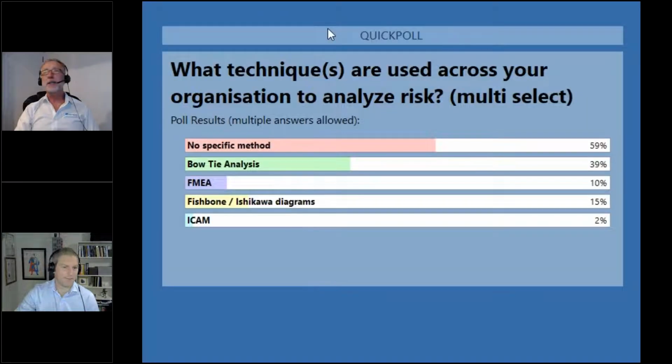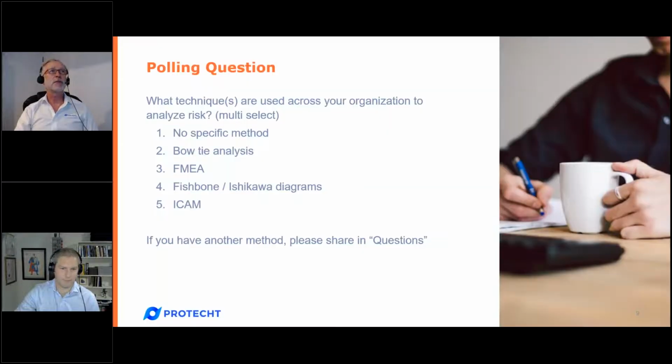And we've got 60% no specific method. And I would strongly suggest that should come up. Let's see why that's not coming up on my screen. Okay, I think I've gone too far with my clicker. I do apologize, but I'm going to share it with you. 60% no specific method, 40% bow tie, 10% failure mode analysis, 15% fishbone Ishikawa diagrams, and 2% ICAM.